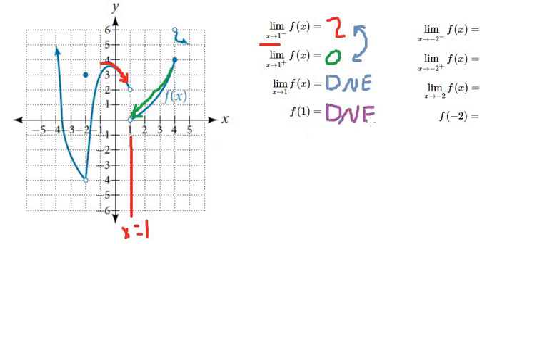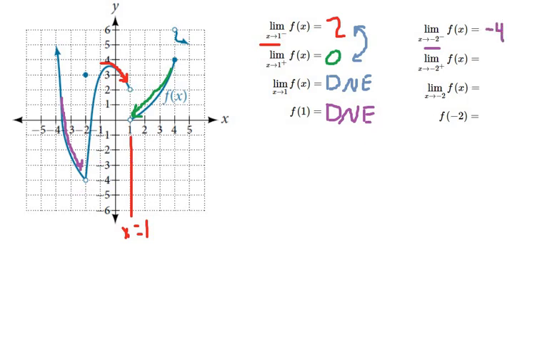We're going to take a look at the same graph, but as x approaches -2, and the first one is from the left side. So coming in from the left side, as we get closer and closer to x equals -2, it appears that our y value is going to be -4.